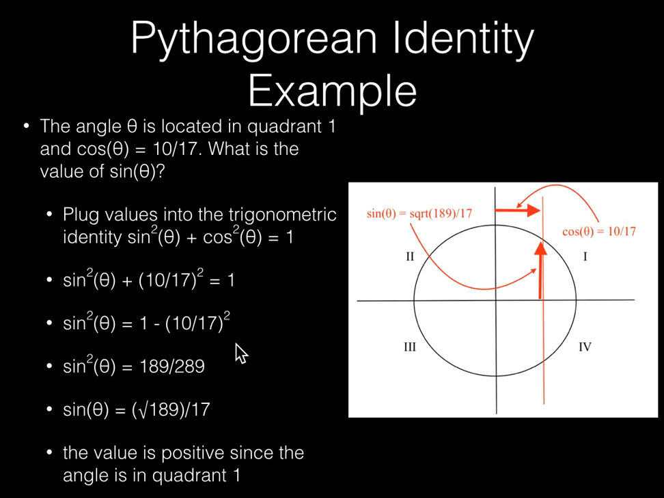You solve that out, and essentially you get sine of theta is equal to the square root of 189 over 17. And if cosine is equal to 10 over 17, that value could be either in the first quadrant or the fourth quadrant. But since it's in the first quadrant, by All Students Take Calculus, you know that the value must be positive, so it's going to be a positive value.